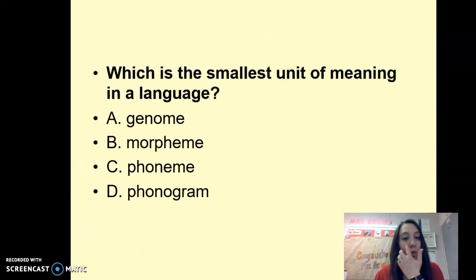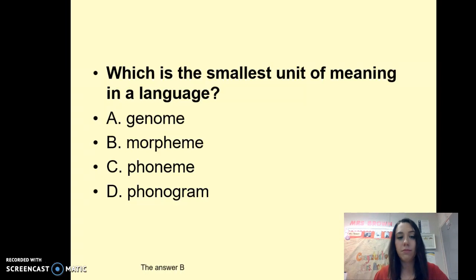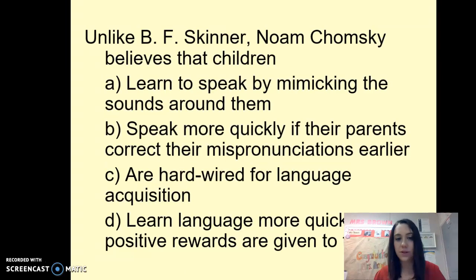Okay. Which is the smallest unit? These are practice questions. The smallest unit meaning in a language. Okay. Meaning M, morpheme M. Good. The answer is B.